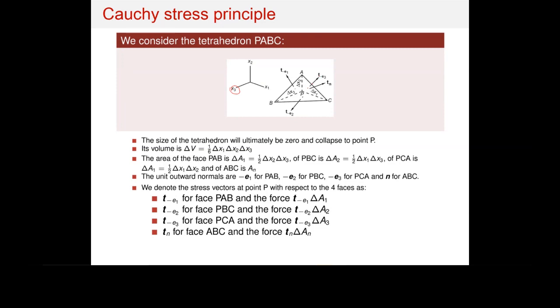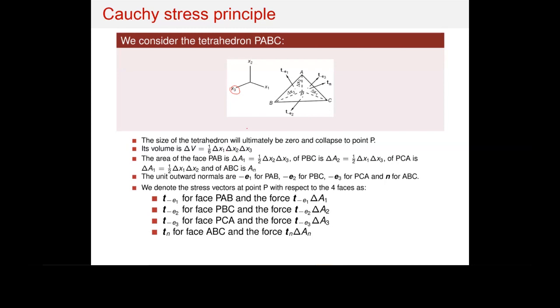I'm going to call the stress vector on this surface T of E3, but because it is pointing in the negative direction, I'm going to call it T of negative E3. The same is true for this surface and for the bottom surface. So this is minus E1, minus E2. And then on the fourth surface, this is the triangle ABC. On this surface, you have the general vector Tn and the general normal direction n, which you don't know for the time being.